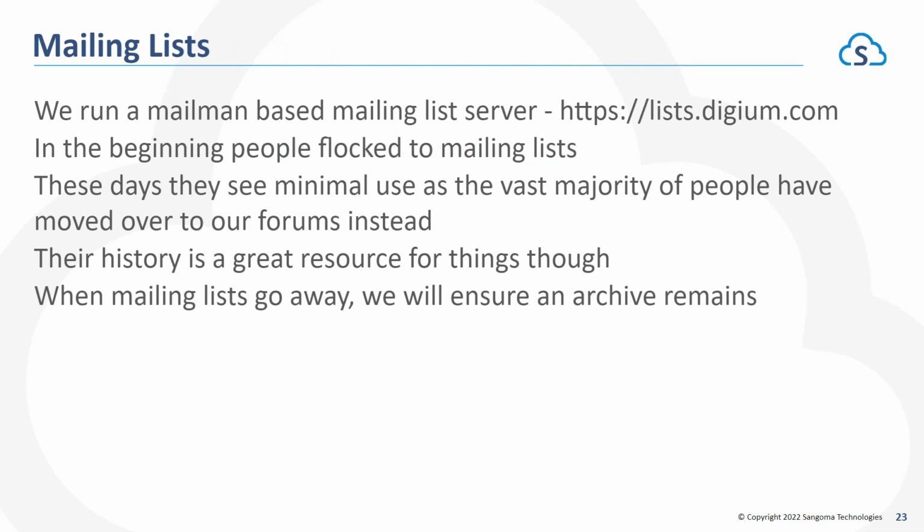So mailing lists. Mailing lists are kind of a sore subject for me, to be honest, because in the modern world of email, it's difficult to run a mailing list. We do currently still have mailing lists based on an old version of Mailman. You can see them at list.digium.com. Because in the beginning, mailing lists were really the way that open source projects operated. However, today, in contrast, they see minimal use as the vast majority of people have moved over to our web-based forums instead. Their history is a great resource for things, such that when mailing lists go away, and this is something I'm investigating, we will ensure an archive of those do remain for historical purposes.